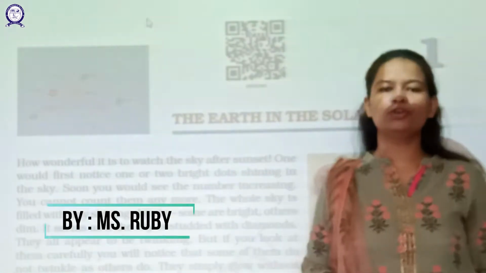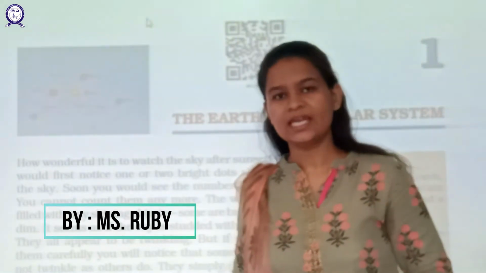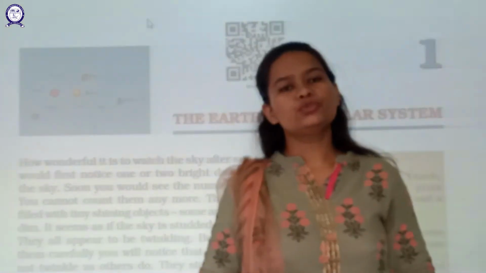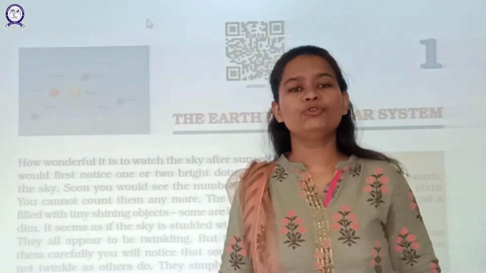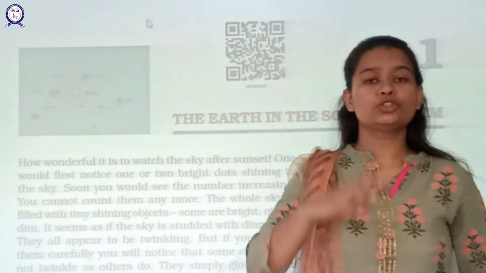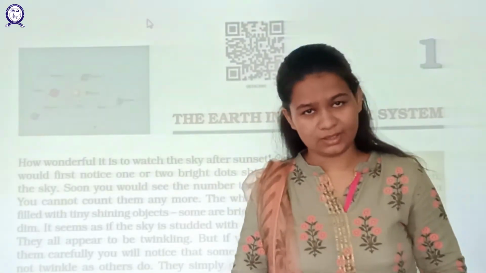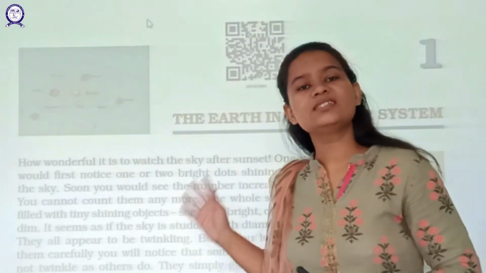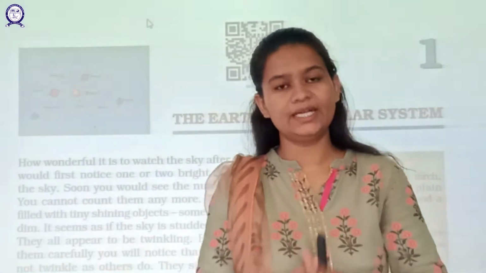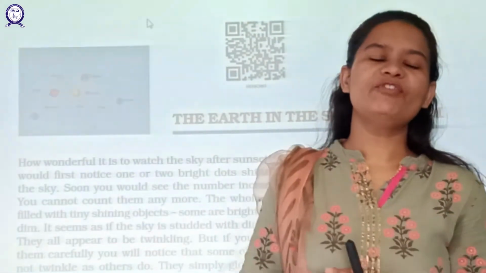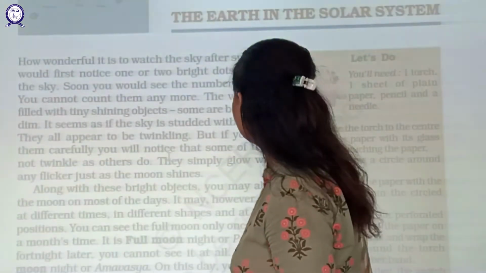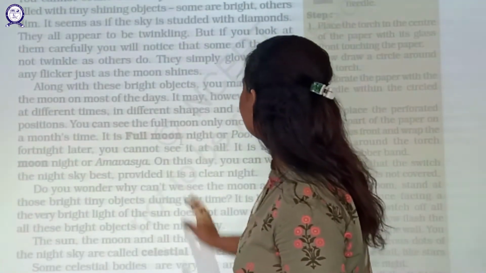Today we will start with another chapter from class 6 in geography, that is the Earth in the solar system. Students, as you all know, we have a total of 8 planets in our solar system and Earth is one of them. So we are going to study about the planet Earth in this chapter. We also know that Earth is the only planet among all the planets where life exists. So let's begin, students.